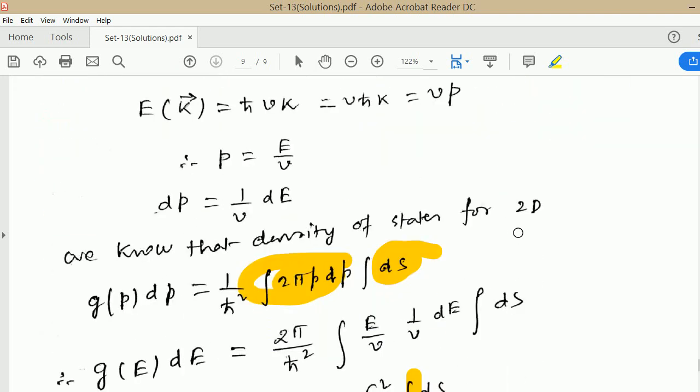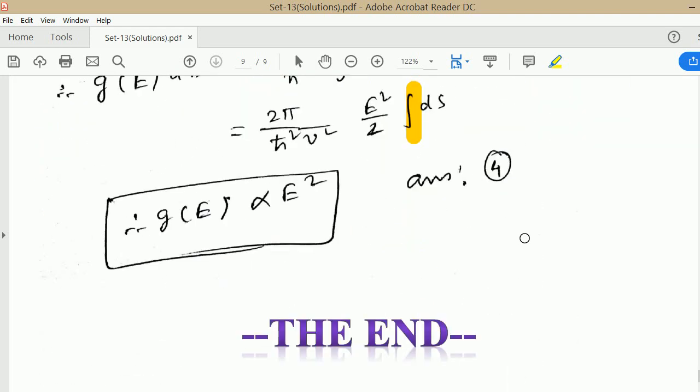So as you can see, in your NET exam or in these different competitive exams, sometimes you can avoid complete calculation. They sometimes ask you about the dependence or the proportionality. So even if you don't do the whole calculation, you can correctly predict the answer. So this is all for today.